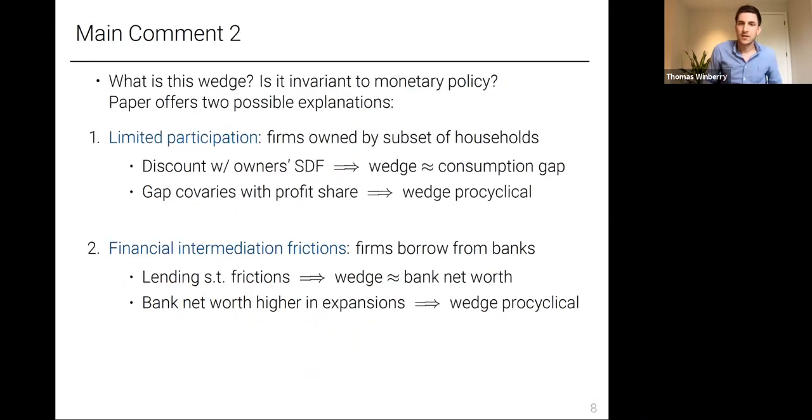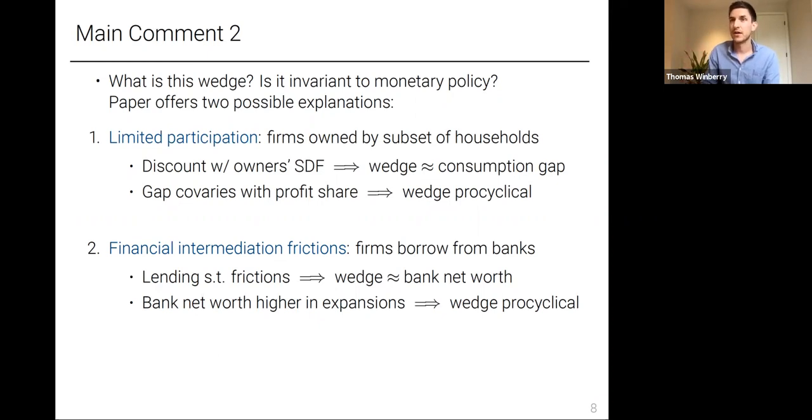So the second set of comments I had when reading this paper is: what is this wedge? In particular, do we think it's invariant to policy, or could monetary policy potentially have independent effects on this risk wedge, tau lambda, which could be interesting to explore? As Joel said, the paper has two micro foundations of the wedge, both of which I think are interesting to think about and maybe push more, because both suggest that monetary policy may be able to have an independent influence on the wedge. The first of these possible explanations is limited stock market participation. So firms are owned only by a subset of households in the economy.